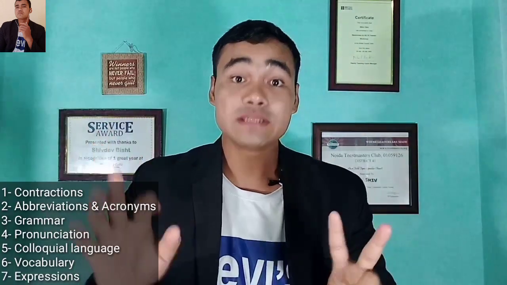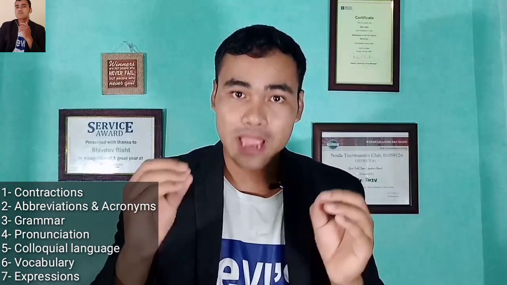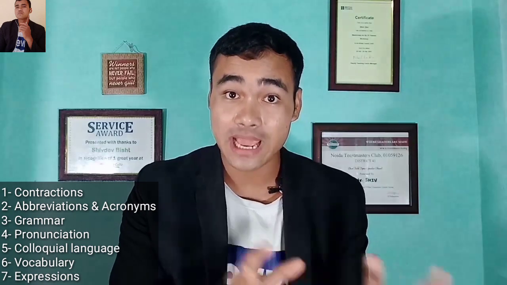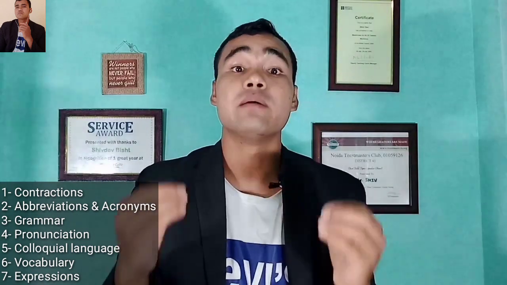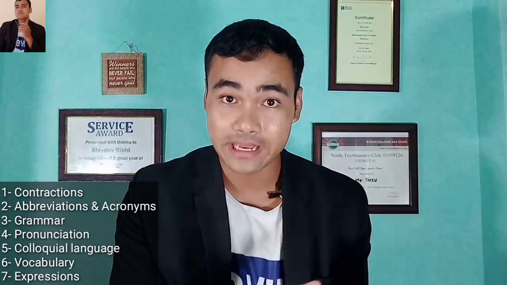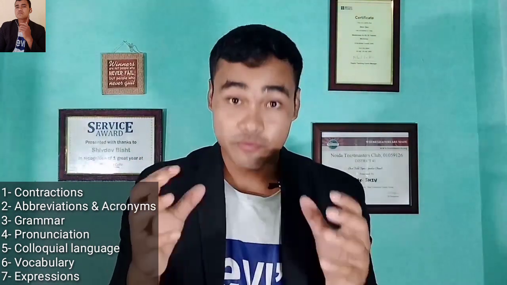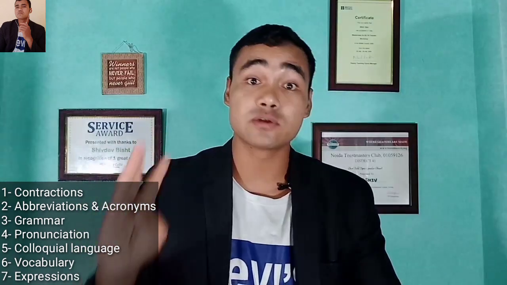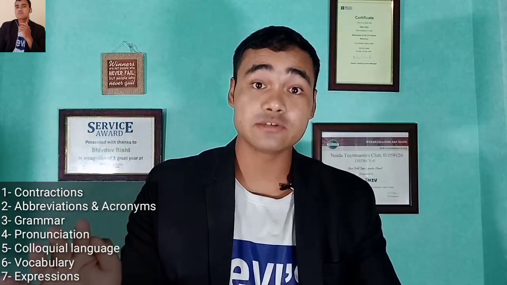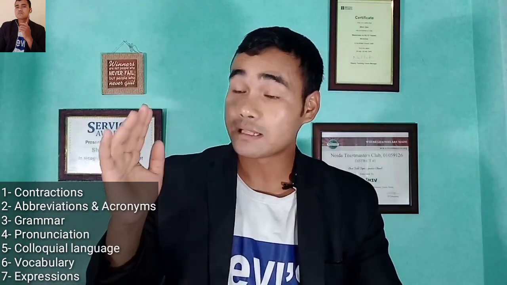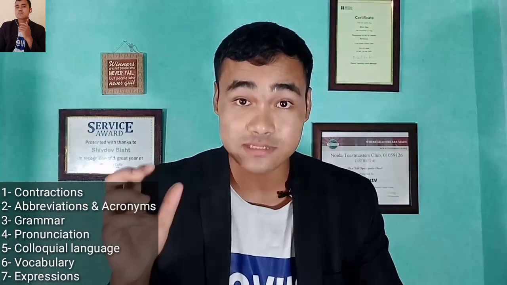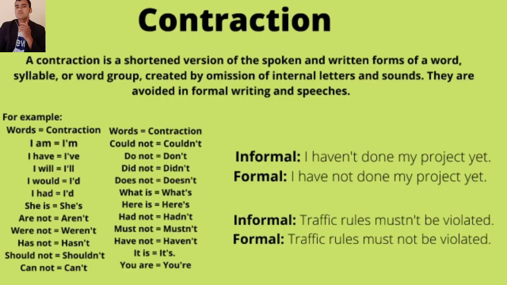Now, these 7 points that I want to discuss with you today will help you differentiate between formal and informal English, and you will be able to speak better English. You will be able to understand formal and informal English in a better way. So these points will be, first I'll talk about contractions, abbreviations and acronyms, grammar, pronunciation, colloquial language. I'll talk about vocabulary, and at the end of it, we will talk about expressions as well. So stay there with me.